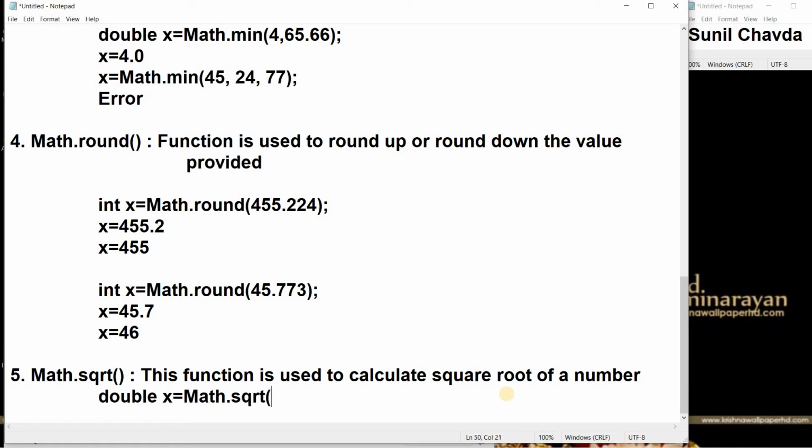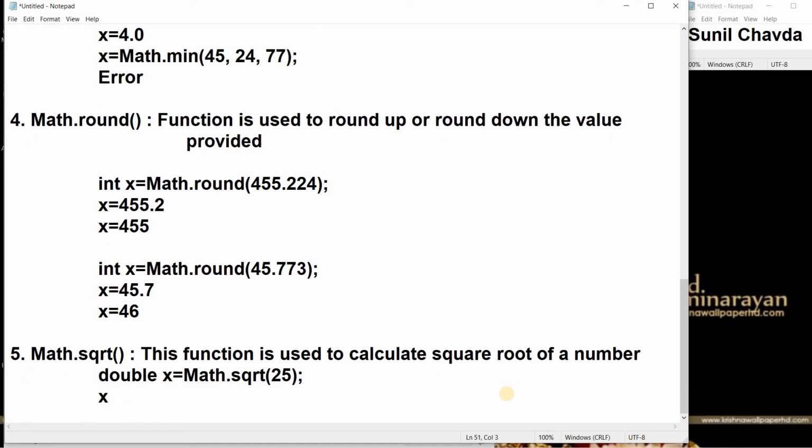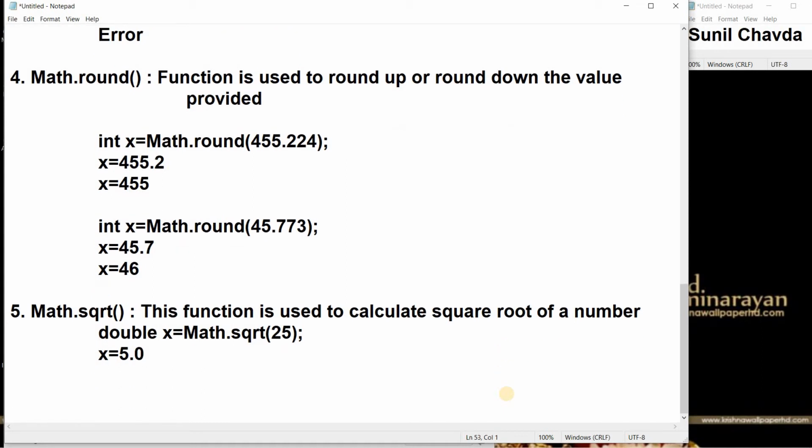So I wrote Math.sqrt 25. The answer expected is 5, but I told you the answer will be written in the form of double. So the answer will not be 5, it is 5.0. You always have to write like this. In ICSE boards they will cut your marks if you are not writing point 0 in the double format.